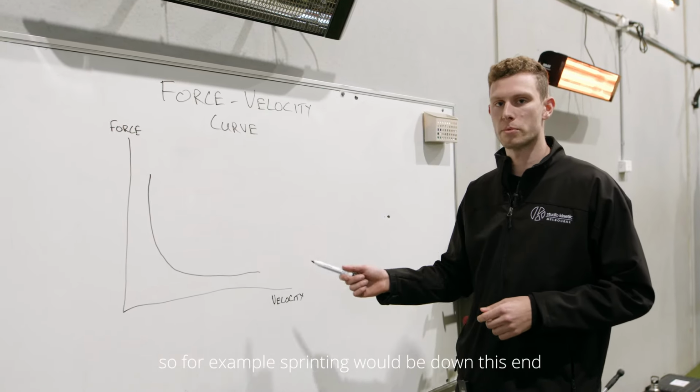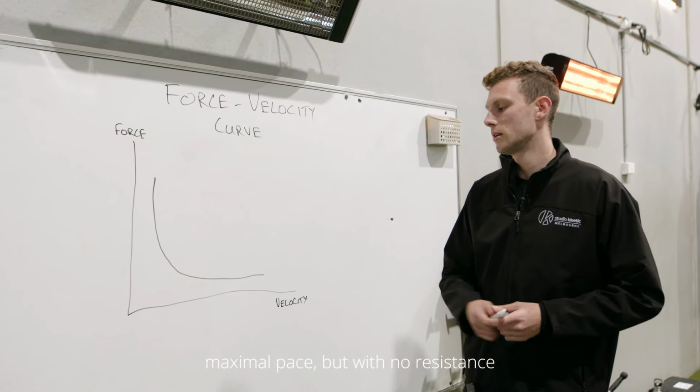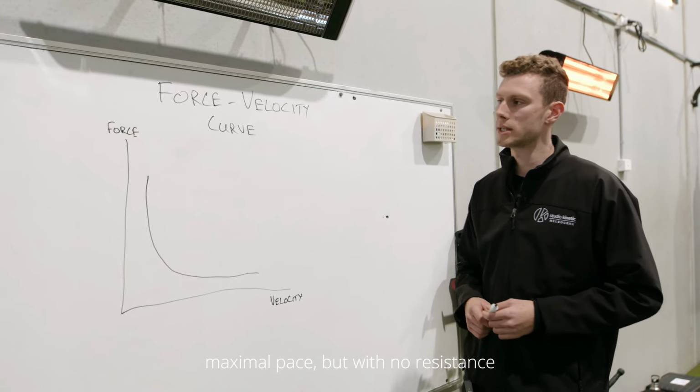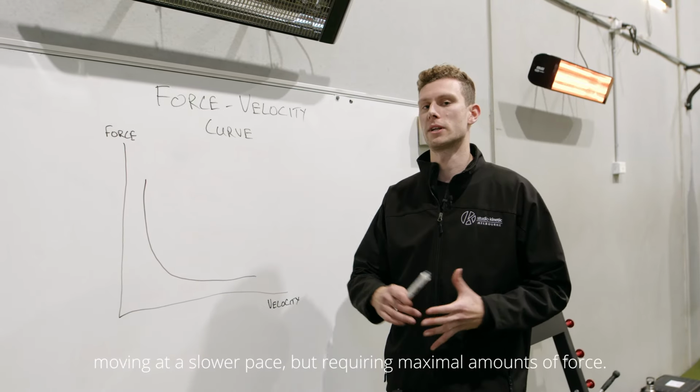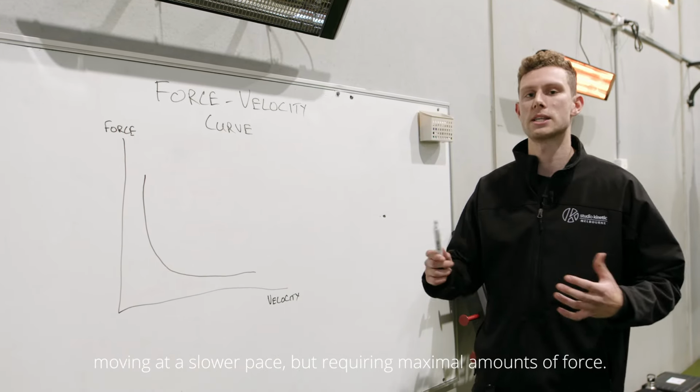So for example, sprinting would be down this end, maximal pace but with no resistance, or a 1 rep max squat, for example, will be on the force end, moving at a slower pace but requiring maximal amounts of force.